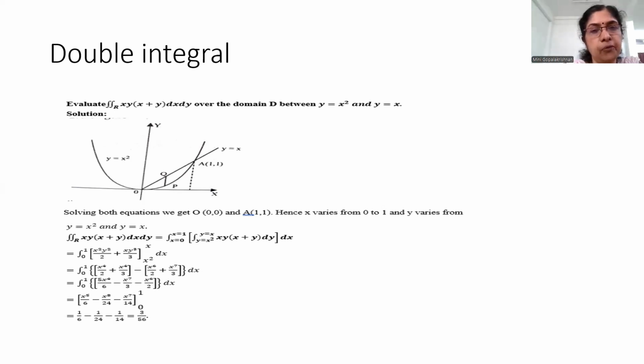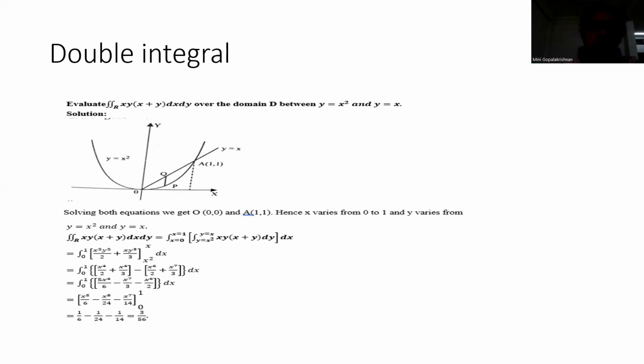So to get the limits, we will have to find the point of intersection of y is equal to x and y is equal to x squared. So we know that the points of intersection are (0, 0) and (1, 1). So we take those two points, 0 and 1, and then we come back to the integrand. The integrand will simplify: we'll make it x squared y plus x y squared, and then go ahead with the integration.